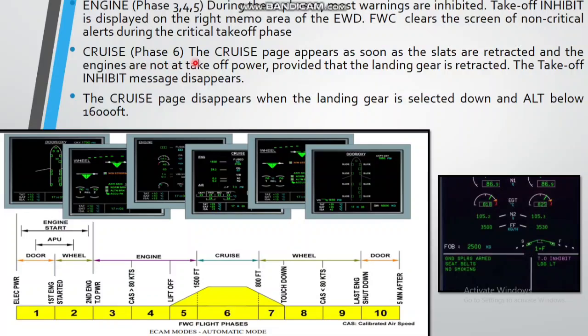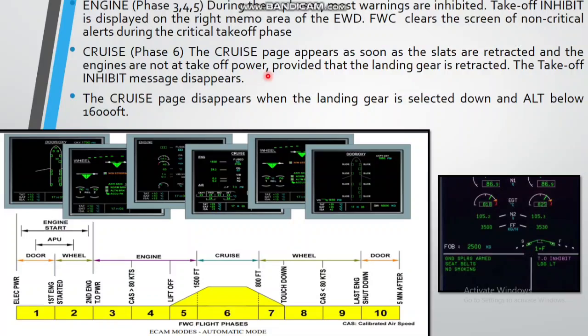If you're talking about phase 6, we are going to phase 6. The cruise phase appears as soon as slats are retracted, the engines are not on takeoff power, provided the landing gear is retracted. The takeoff inhibit message will disappear. So apart from the ECOM control panel, whatever system page is there, there is one more page, which is a cruise page. Once you are in this cruise phase situation, that page will pop out. The condition of that cruise phase is that slats are retracted first. Second is the engine is not on takeoff power.